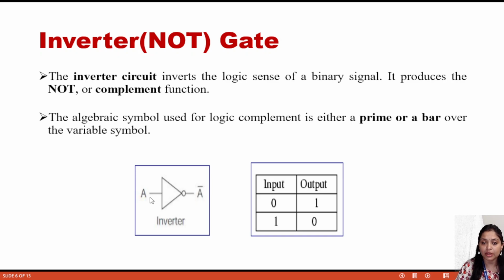In the truth table, given input and output, if 0 is the input, then the complement form is just the inversion. That means if 0 is input, output will be 1, and if 1 is input, output will be 0. So this is the NOT gate.